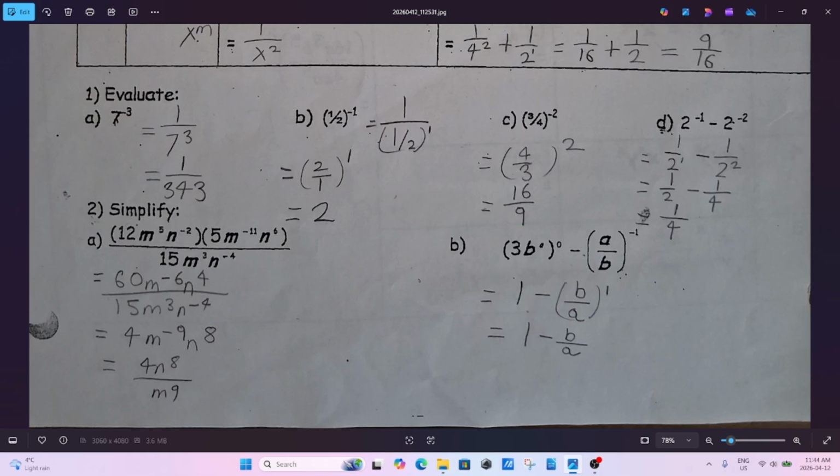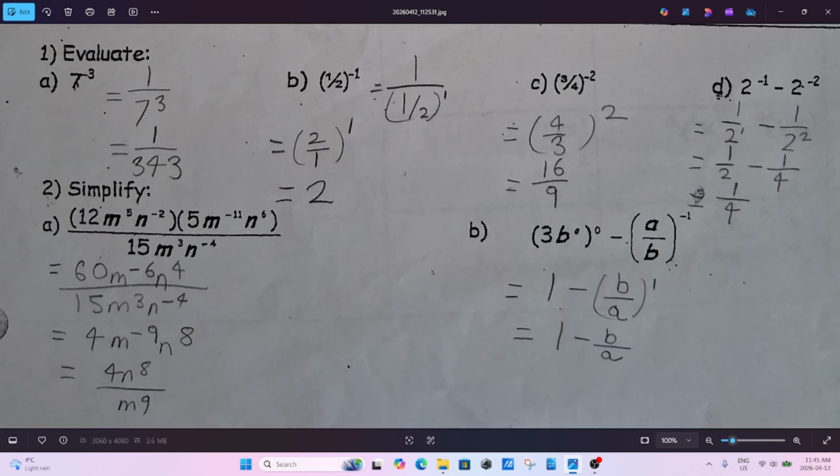And then we have c, which is 3 over 4 to the negative 2, which is equal to 4 over 3 to the 2, because the negative just reverses the fraction. And that is equal to 16 over 9. So you do 4 squared and you do 3 squared. Question D, 2 to the negative 1 minus 2 to the negative 2 is equal to 1/2 minus 1 over 2 squared, equals 1/2 minus 1/4, equals 1/4.